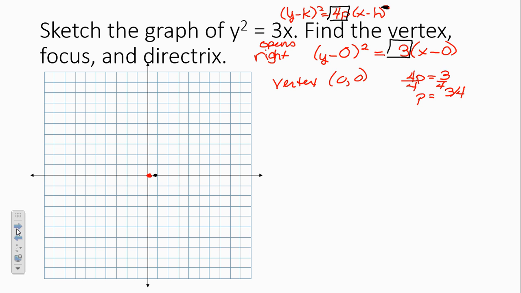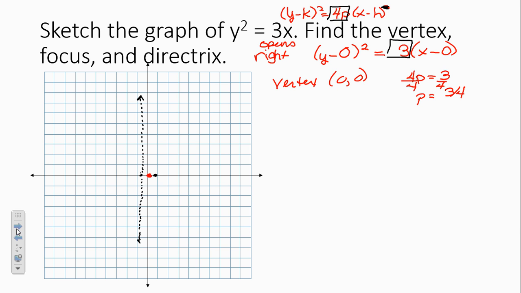Where's our directrix going to be? Same distance away, right? So 3/4 in the opposite direction, isn't it? So this is going to be our directrix. And it's always perpendicular to our axis of symmetry. Our axis of symmetry is our x-axis here. Now we're just going to do a quick sketch of this, and then I'll show you how to find some more points on the next one.